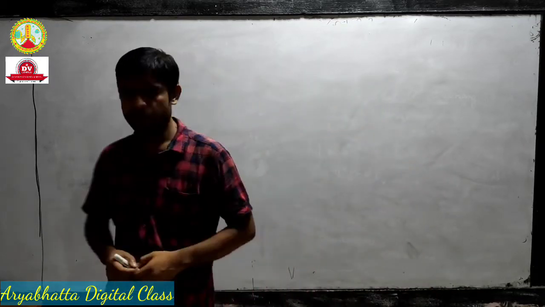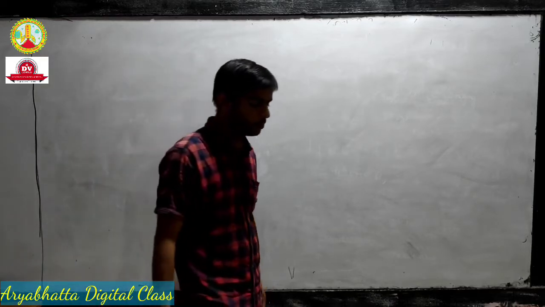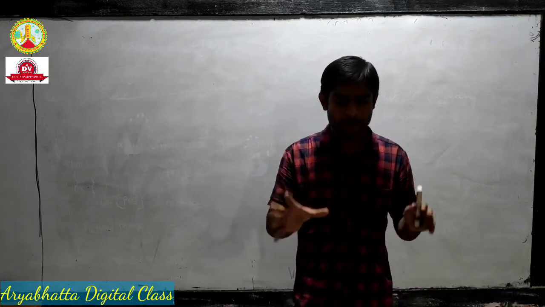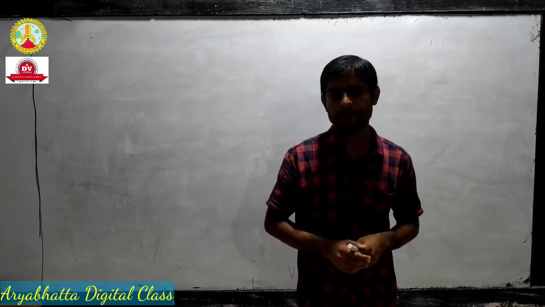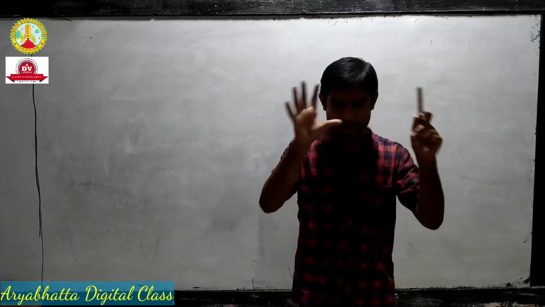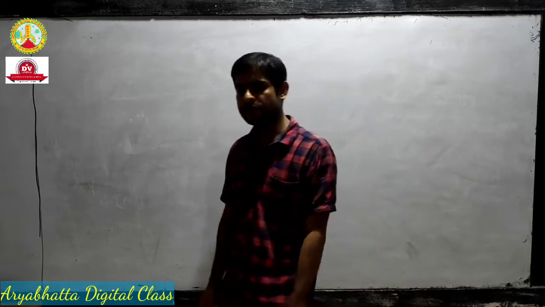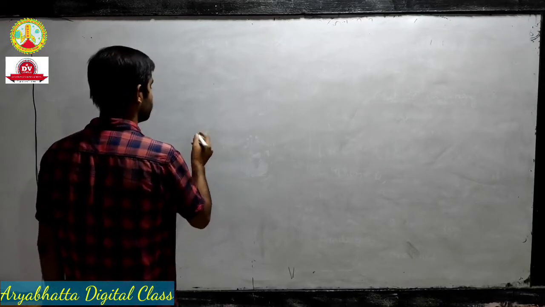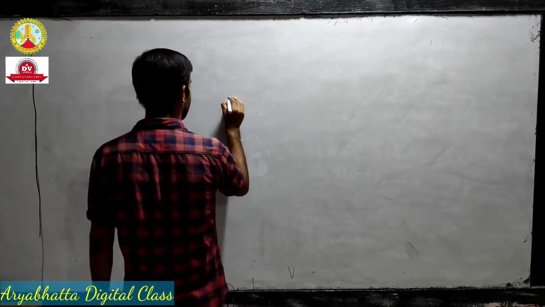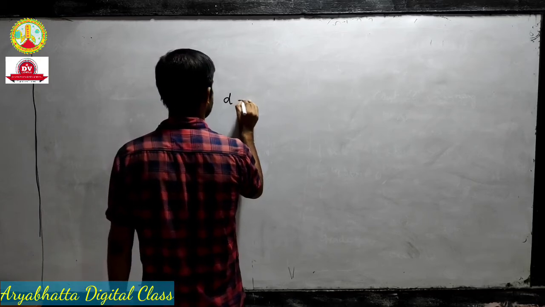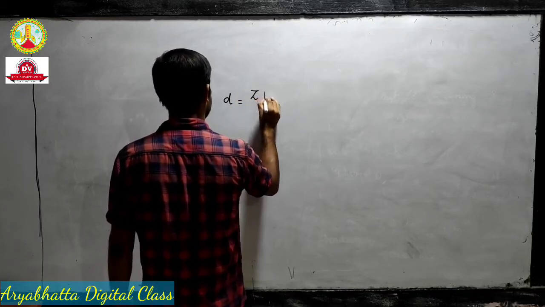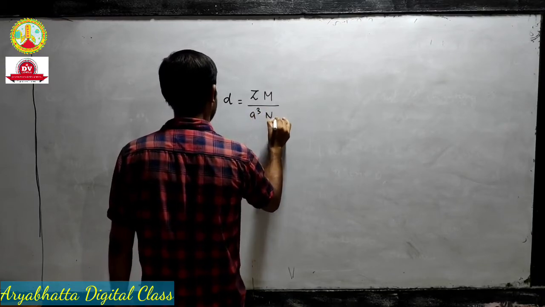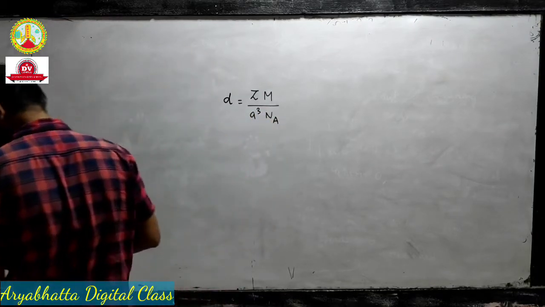Today we will see some numerical problems, and these numerical problems will involve the stoichiometry, or the dimensions of the crystal lattice. So we will get a formula of D equal to Z M by A cube N A. This is the formula.